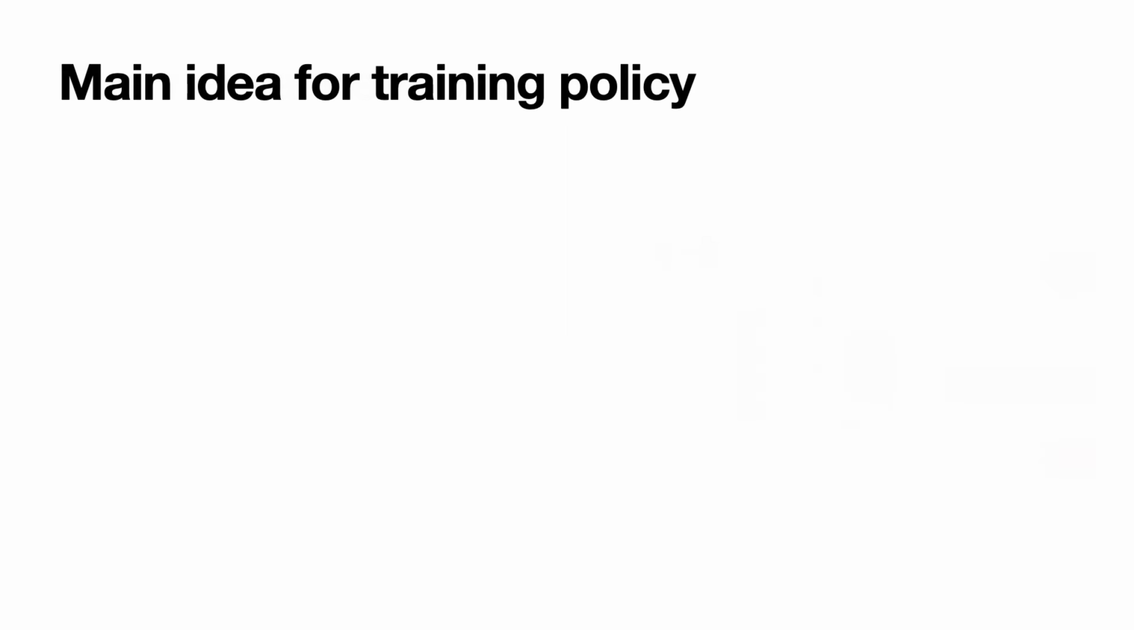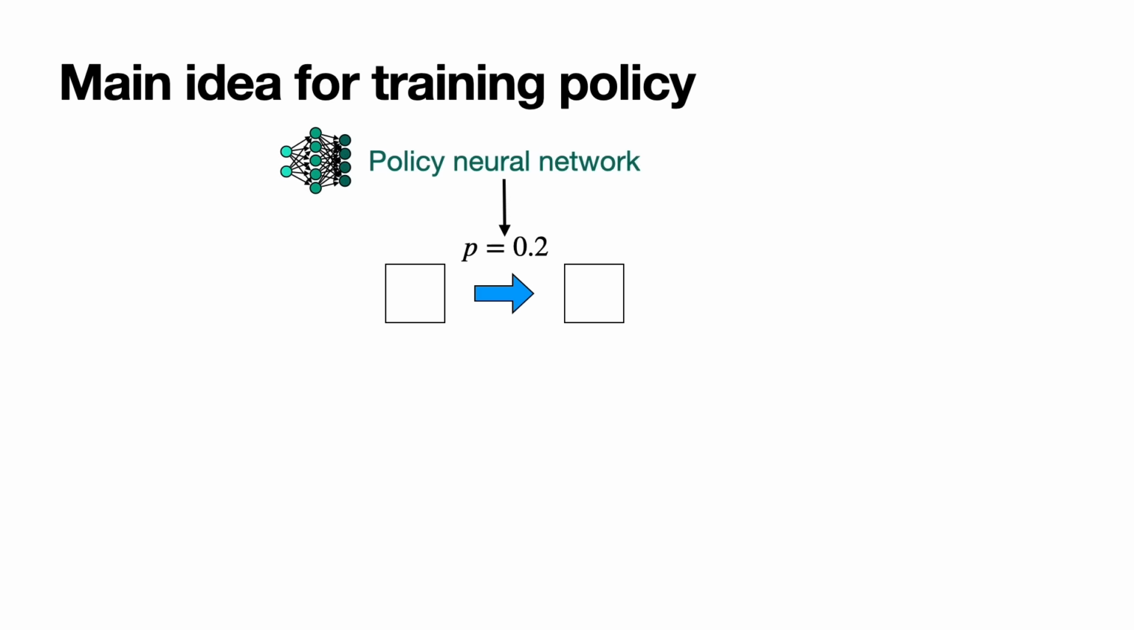Let's get through it. So let's say that we have two states and a policy that tells us the probability of going from the left state to the right state, and it says it's 0.2. This probability is given by the policy neural network. So our goal is to fine-tune and to train this policy neural network to come up with a better estimate for this probability.